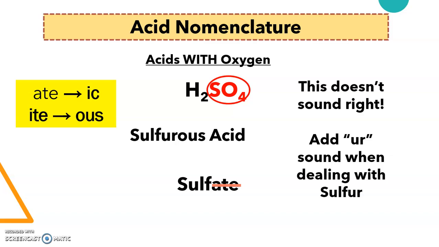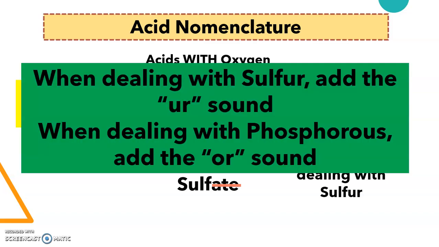Now, unfortunately, sulfur is not the only element inside of an acid that you have to do this with. There's one more as well. So when you're naming acids and you're dealing with the element sulfur, whether it has oxygen or not, it doesn't matter. You have to add in this extra sound. And the same thing now when you're dealing with phosphorus. You have to add in the sound or into the naming scheme to make sure that it makes sense. So you wouldn't say phosphic acid, you would say phosphoric acid. You wouldn't say phosphous acid, you would say phosphorous acid.